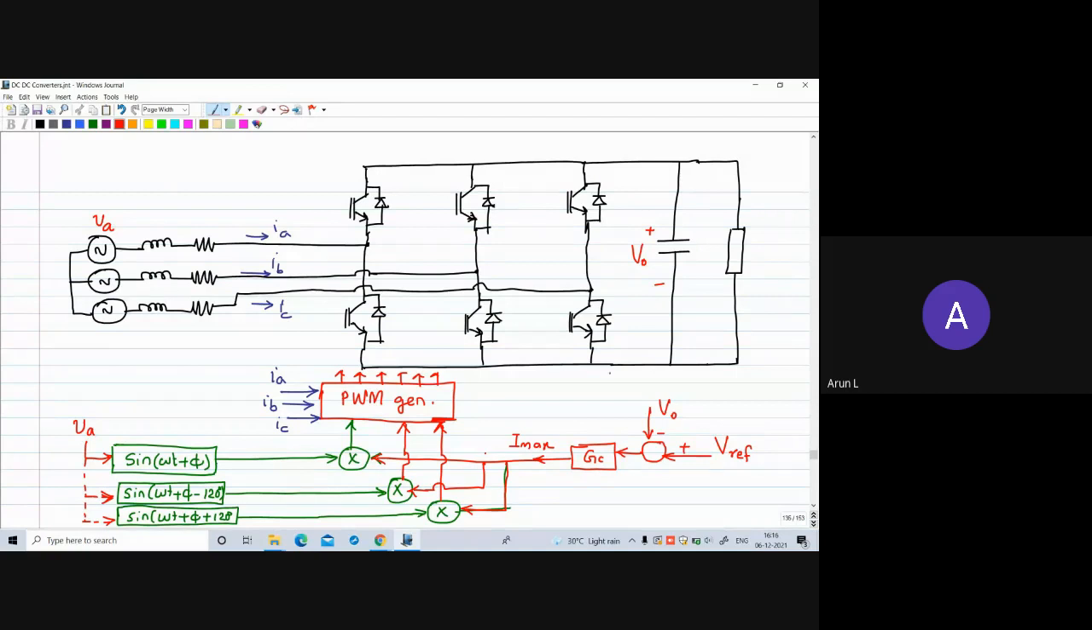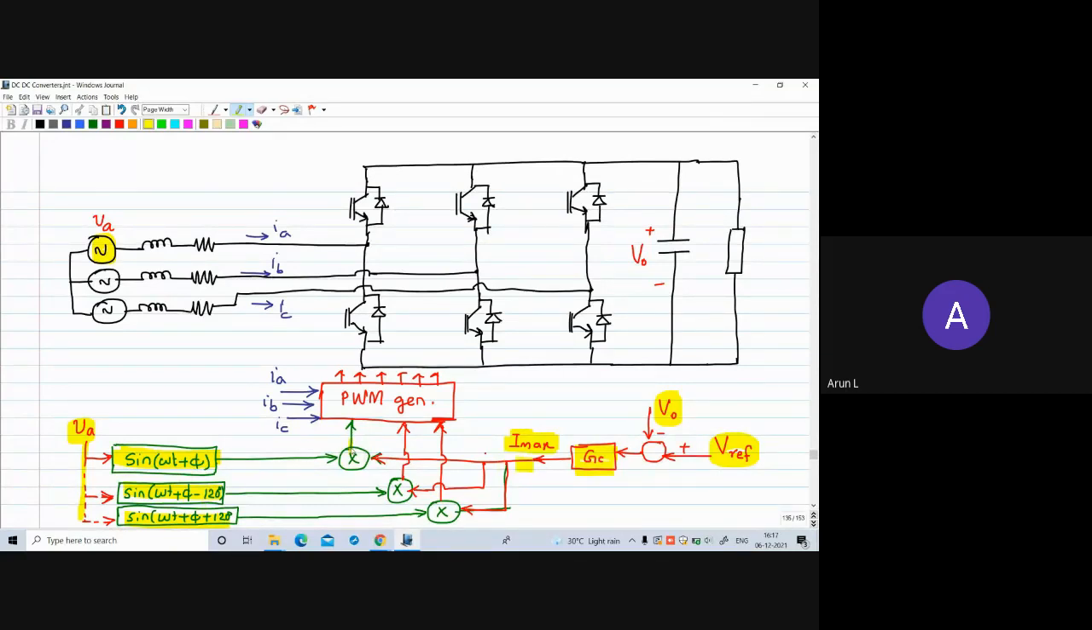So we can sense the output voltage and compare it with the reference voltage, and the output is fed to a controller. This is a typical control system. The controller will generate a maximum current value, and using the voltage template, if we measure the grid voltage, we can create sine templates: sine omega t, sine omega t minus 120, sine omega t plus 120. Those sine templates will be multiplied with this maximum current.